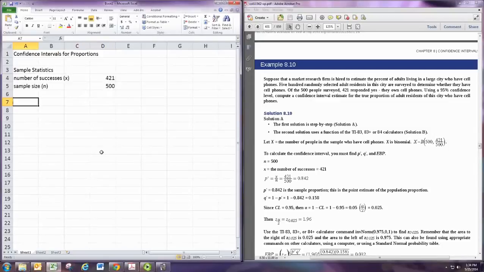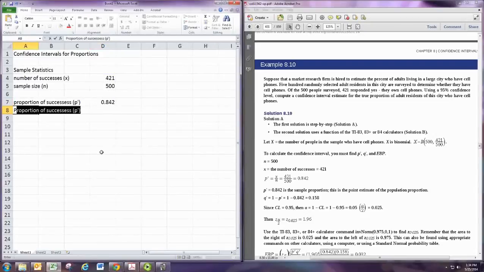All right, and then we'll calculate the proportion of successes. This is a lot of times little p hat. What are these? P prime. Sometimes p hat. It's your sample proportion. And that's just going to be the number of successes divided by the sample size. So about 84%.